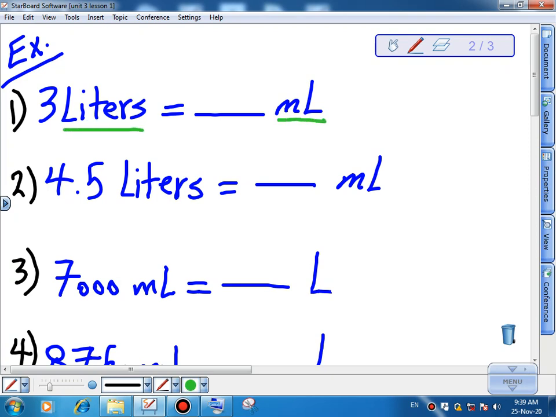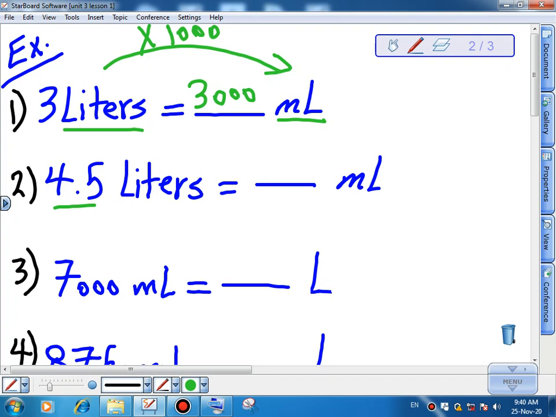We need to go from the smallest or from the greatest. From the greatest, we will multiply, not divide. We know that 1 liter has 1000 milliliters, so we will multiply by 1000. 3 times 1000 will be 3000. It's very easy. Next one, 4.5 liters equals how many milliliters?